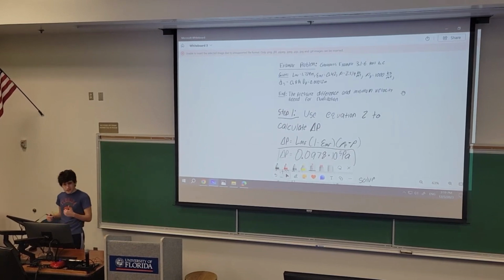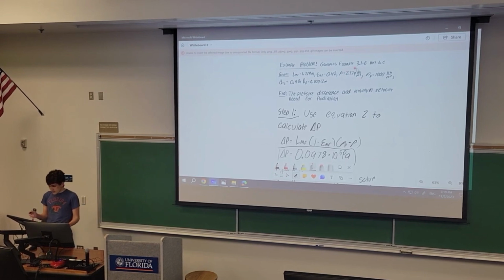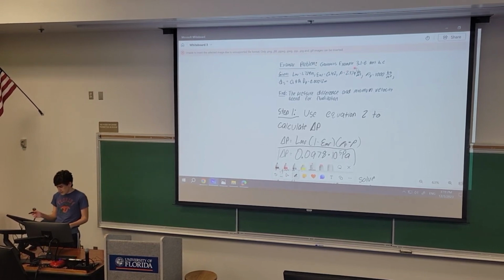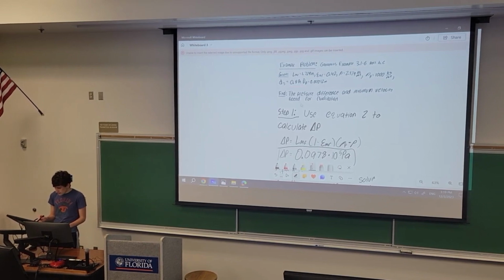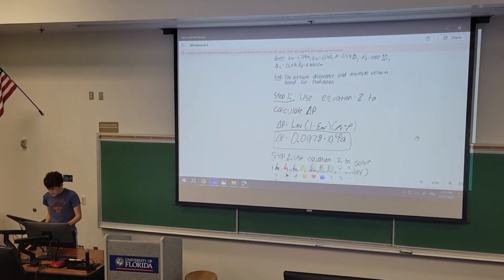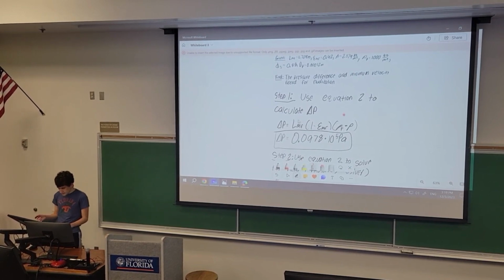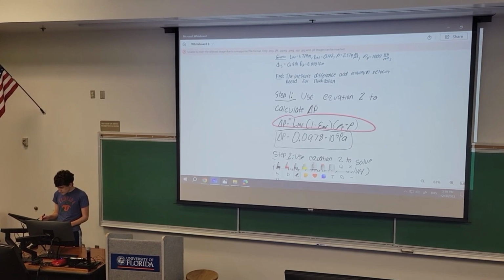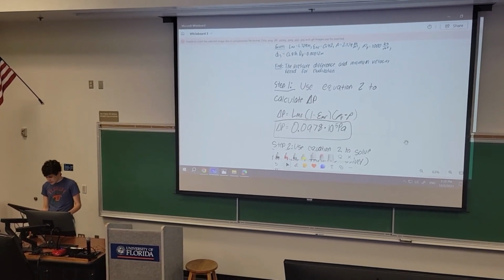And to further the understanding of this topic, we're going to do an example problem, which can be found in Geankoplis 3.1-6, parts B and C in particular. And so if you're given all of these parameters, you want to find the pressure difference and the minimum velocity needed for the fluidization. So in order to find the pressure difference, you use step 1, which is use equation 2 to calculate delta P, which is pretty simple. You just plug everything into delta P, and then you get 0.0978 times 10 to the 5 pascals.